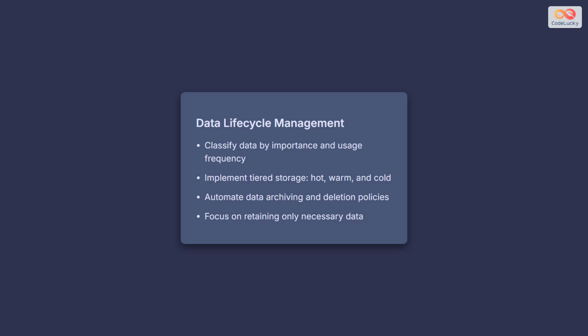Now let's discuss data lifecycle management. First, classify data by importance and usage frequency to prioritize storage. Second, implement tiered storage such as hot, warm, and cold to optimize costs. Third, automate data archiving and deletion policies to manage data retention. Lastly, focus on retaining only necessary data to minimize storage expenses.